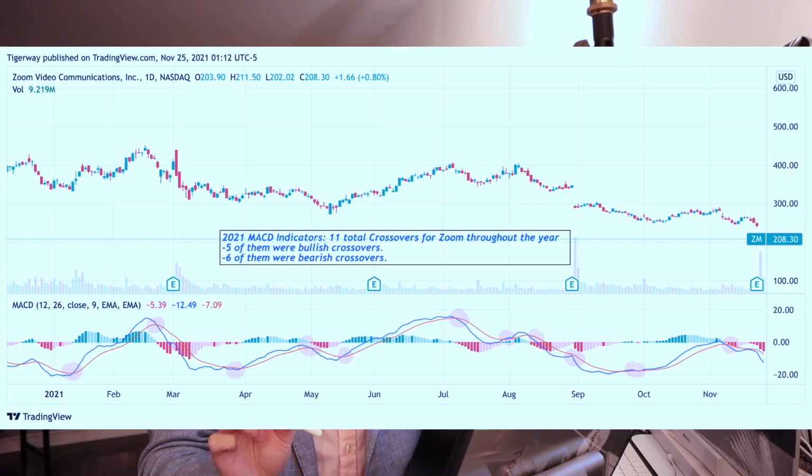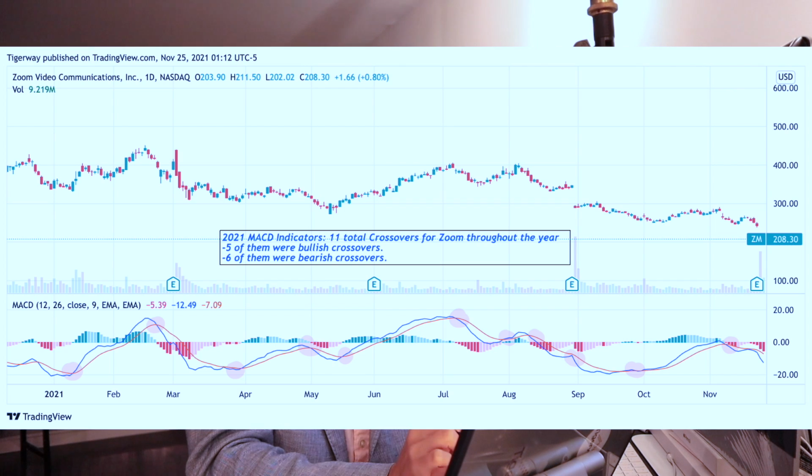Now, this video is not a deep dive on Zoom. So I just wanted to provide some context. Now the chart here in 2021 for Zoom is in a deep downtrend. So let's see what the MACD has to say for Zoom. Now, throughout the year, there were 11 MACD crossovers for Zoom. And you can see that during the MACD crossover, the momentum for Zoom did in fact shift.